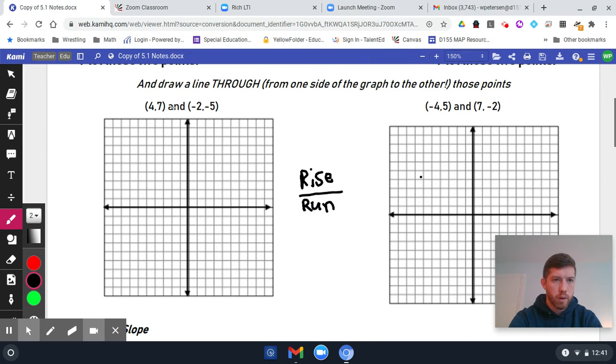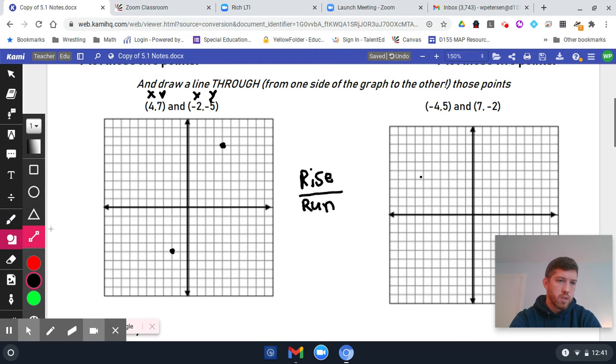So the first thing we're going to do is we're going to go over 4, 1, 2, 3, 4, and up 7, 1, 2, 3, 4, 5, 6, 7. And that is going to be our first point. And then we're going to do -2. Remember x, y. So now we're going to do -2, -5. So -2, 1, 2, and then down 1, 2, 3, 4, 5, and that is our second point. Now we can use the nice tool on Cami to make a perfect line going through these all the way.